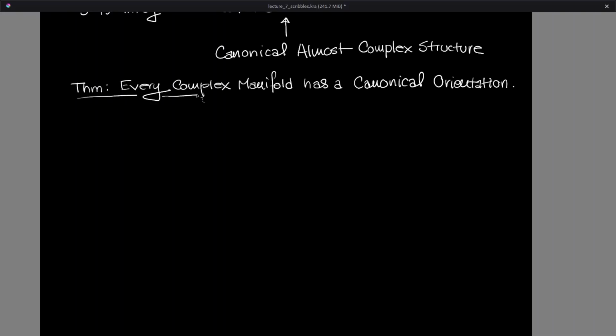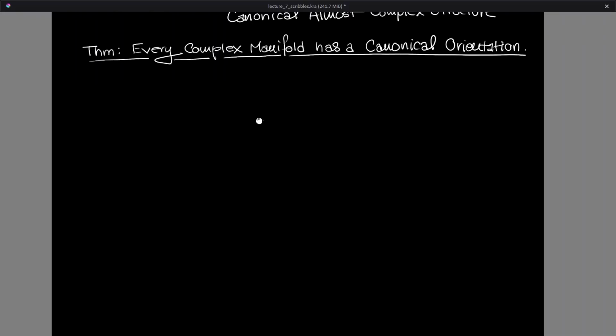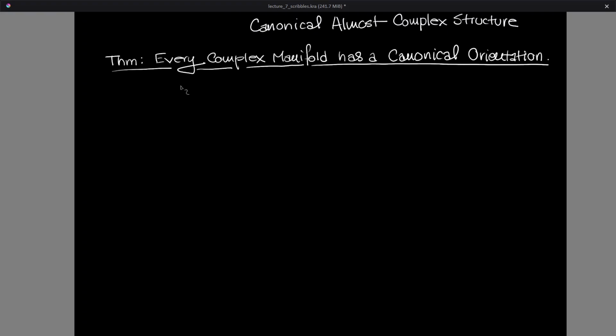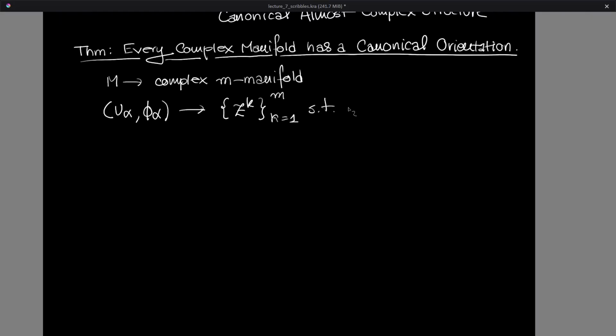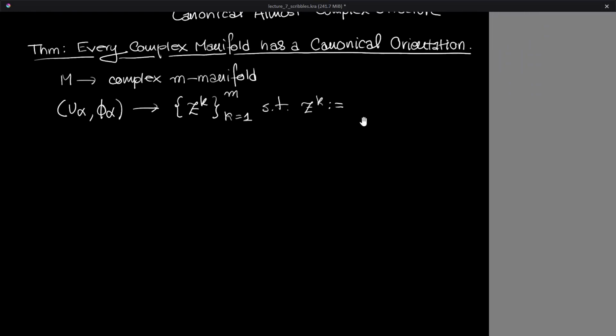Right? So let's prove this. The statement of this theorem is that for a complex manifold M, let's say we have a local chart (U_α, φ_α). Then we'll have local coordinates z_k, k equals 1 to m, such that z_k can be decomposed into two real coordinates, x_k plus i y_k.